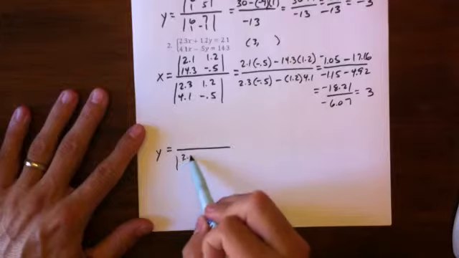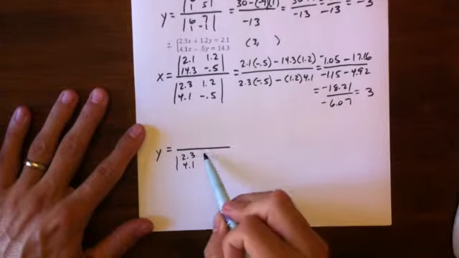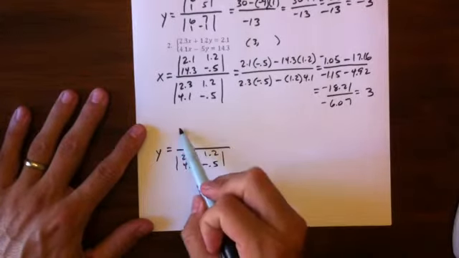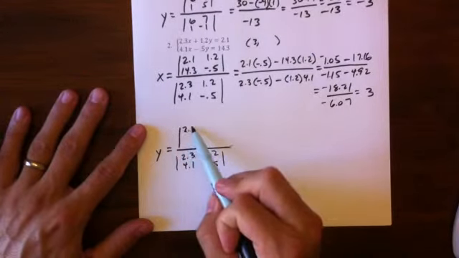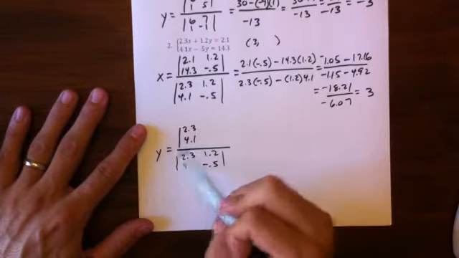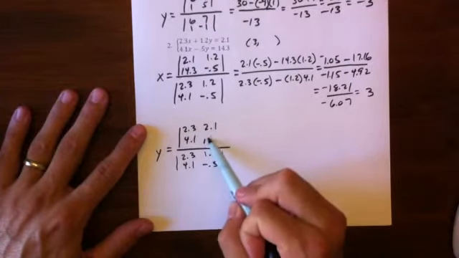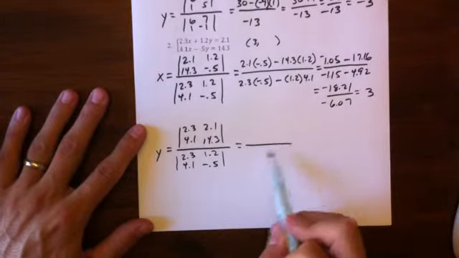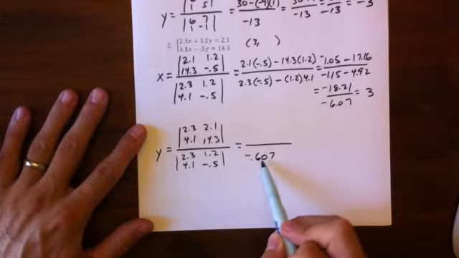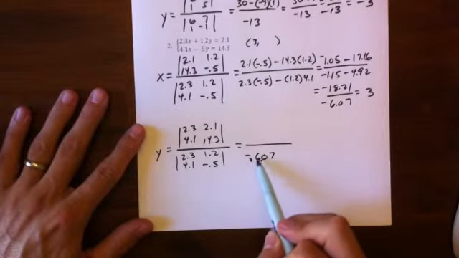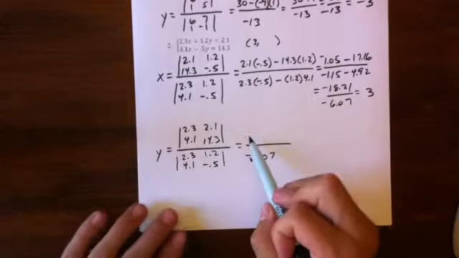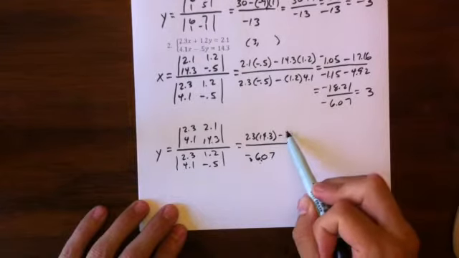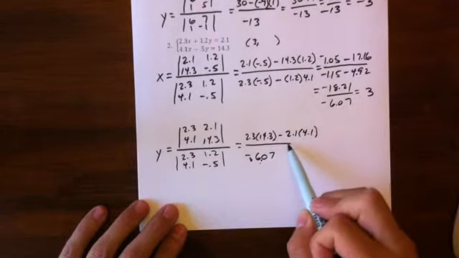So the bottom is 2.3, 4.1, 1.2, negative 0.5. The top is, the x's will stay. The y's will get replaced. So the bottom, we already know, is going to come out to be negative 6.07. The top, let's set it up. 2.3 times 14.3 minus 2.1 times 4.1.